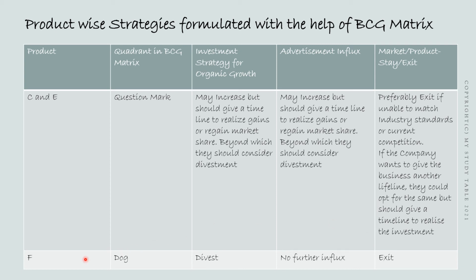The last product, which was F, the quadrant that it belonged to was the dog product quadrant. The investment strategy here is to divest. There need not be any further advertisement influx, and the market or the product strategy here is to exit the market, because this anyway will not be giving any kind of benefit to the company. Instead, it may become a liability to the same. So these could be the possible strategies for each of these products.